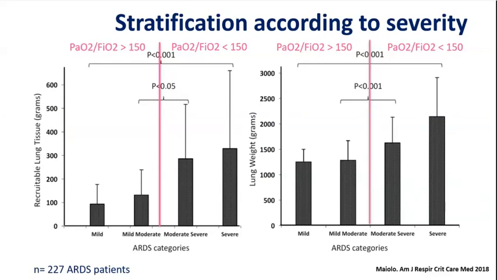because this recent study shows that in terms of recruitable lung, the moderate to severe patients have more recruitable lung than the mild to moderate, and the weight of the lung also is different. So this is how I use it in my practice. I will consider open lung strategy only for the moderate to severe patients.